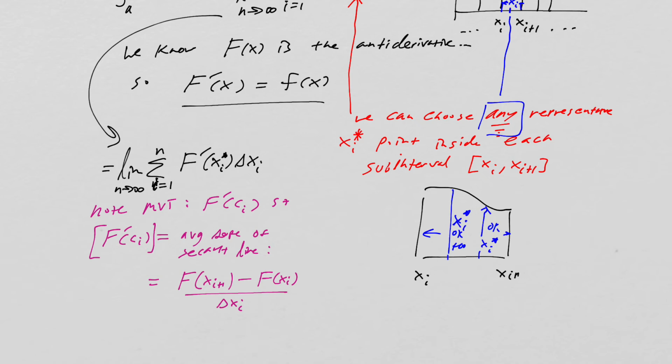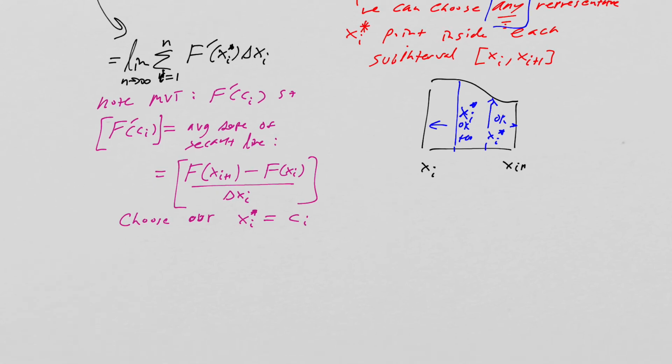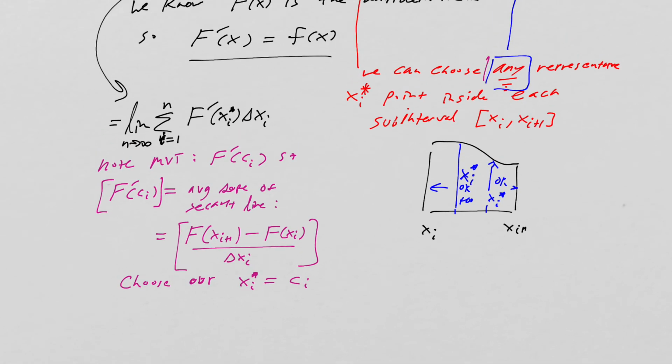So anywhere I see one of these, I can put one of these in its place, right? So what we're going to do is choose our xi star to be equal to that special ci, okay? And we can do that choice because, again, when I said any, I meant any. And the mean value theorem says that ci exists. It will always be in there somewhere. So it's not only something that I can choose, it's a thing I know that I can always choose.